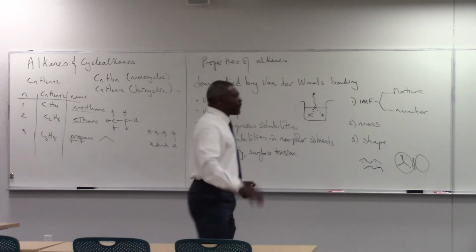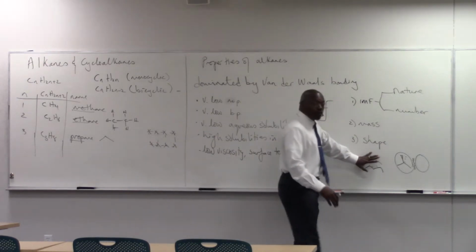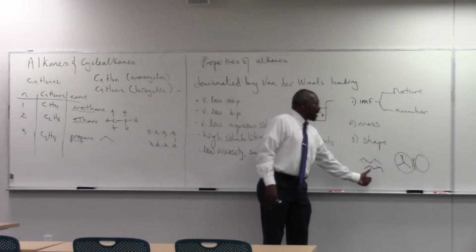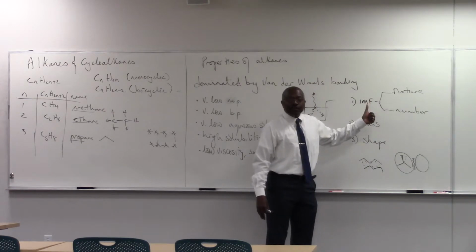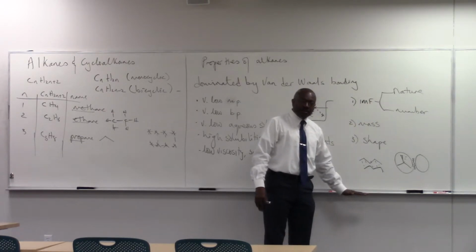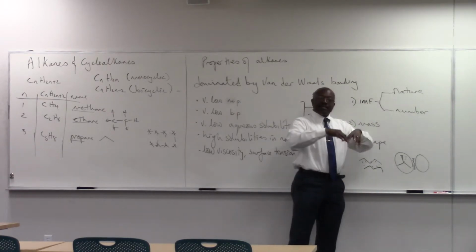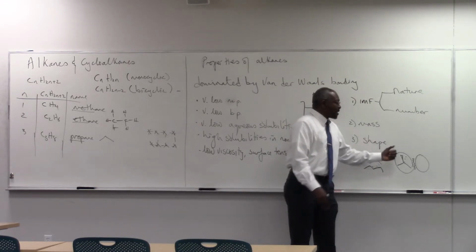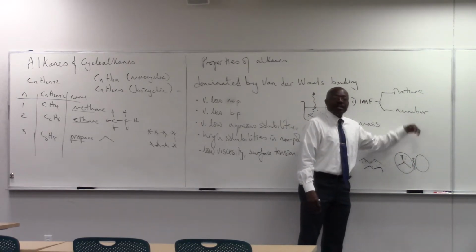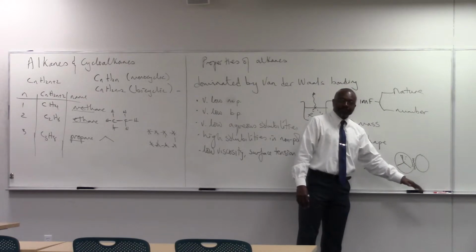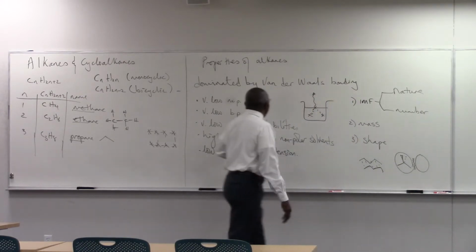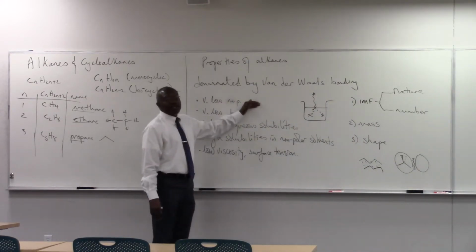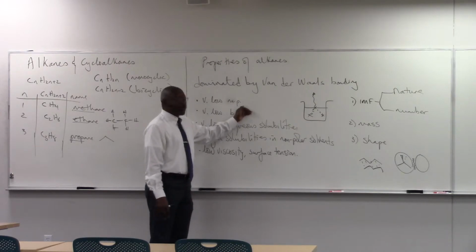And we talked about this before. Long stringy molecules, all things being equal, have elevated boiling points but depressed melting points. Compact, spherical molecules tend to have elevated melting points but depressed boiling points. So again, I'd expect alkanes to have very low melting points, very low boiling points.